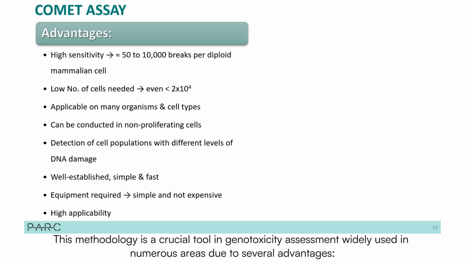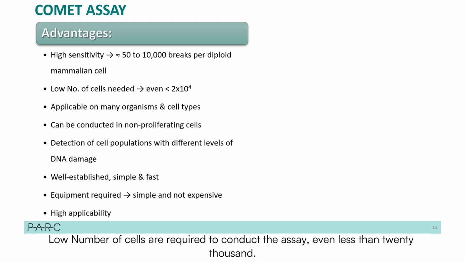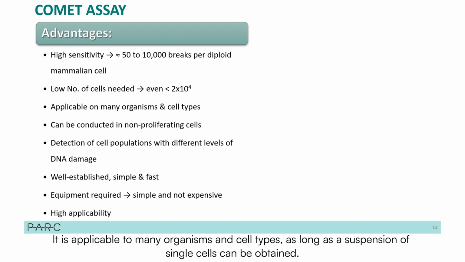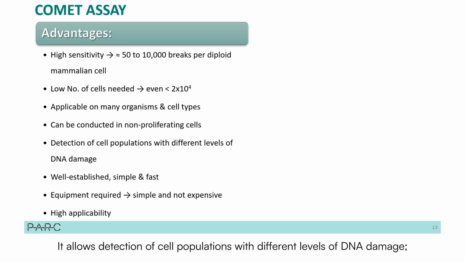This methodology is a crucial tool in genotoxicity assessment, widely used in numerous areas due to several advantages. High sensitivity. It can detect from over a few hundred to several thousand DNA breaks per diploid mammalian cell. Low number of cells are required to conduct the assay, even less than 20,000. It is applicable to many organisms and cell types, as long as a suspension of single cells can be obtained. DNA damage evaluation can be conducted in non-proliferating cells. It allows detection of cell populations with different levels of DNA damage.